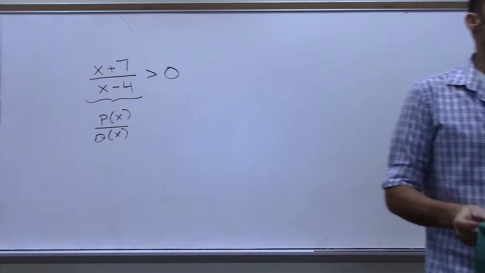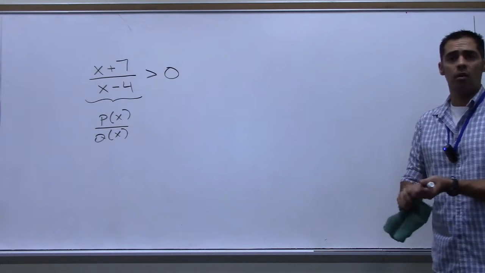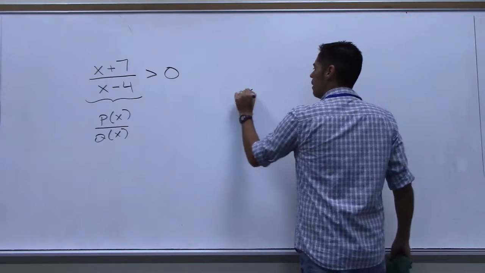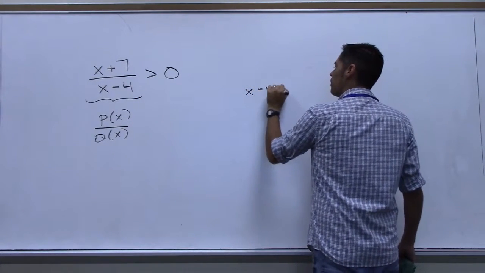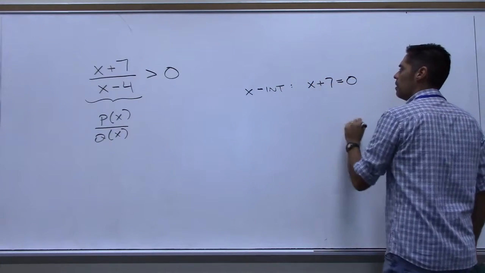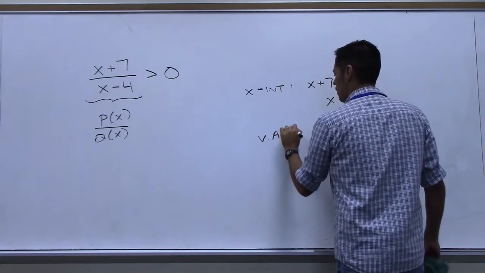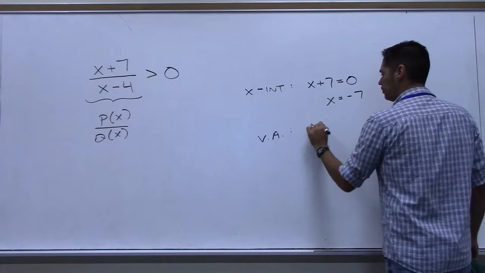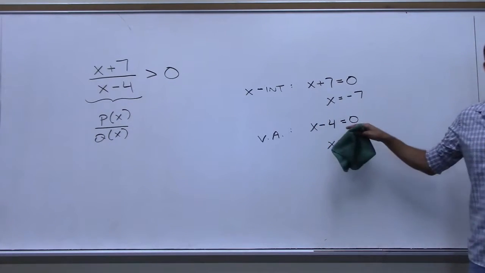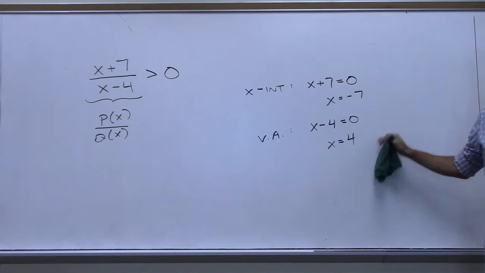Step 2, find where the x-intercepts and vertical asymptotes occur. Omit any holes. So where would the x-intercepts occur here? How do you find x-intercepts? Set the top to 0. So x is -7. How about the vertical asymptote? Set the bottom to 0. x is 4. You understand what I'm doing here? Finding out where my x-intercepts occur, where my vertical asymptotes occur.